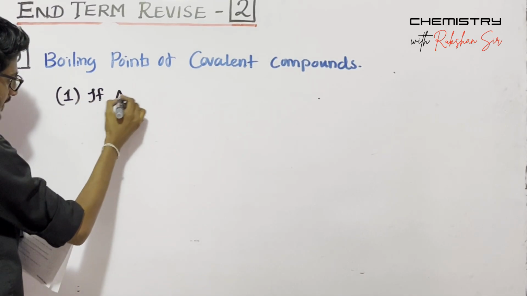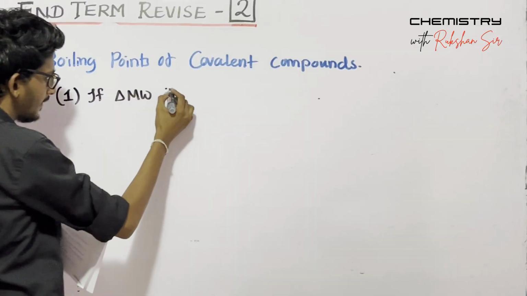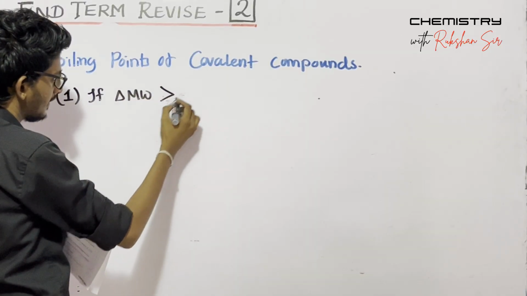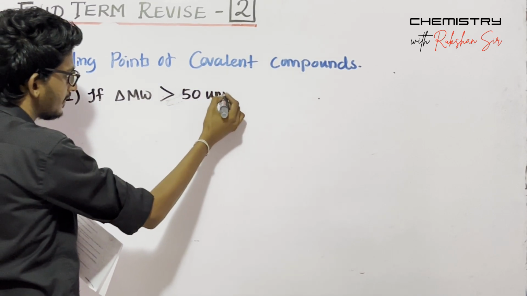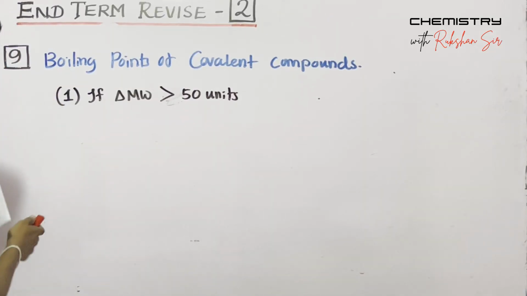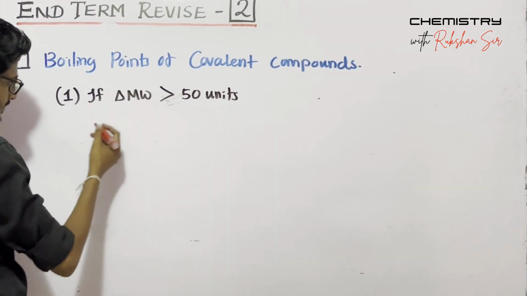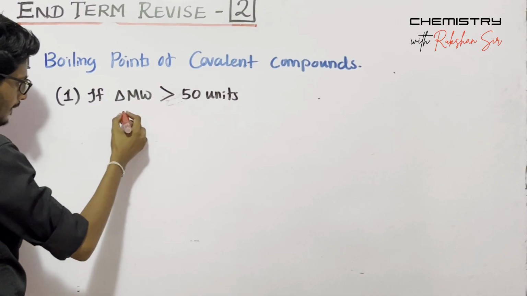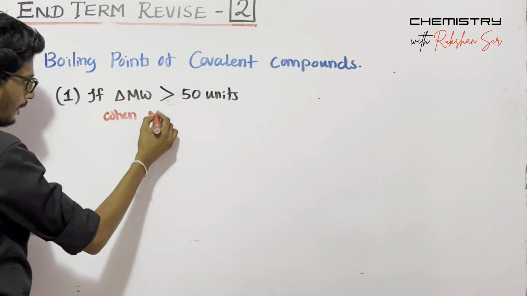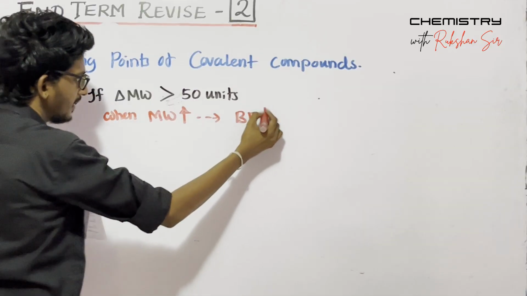If the molecular weight difference is greater than 50 units, the one with the greater molecular weight has the greater boiling point. As molecular weight increases, boiling point increases.